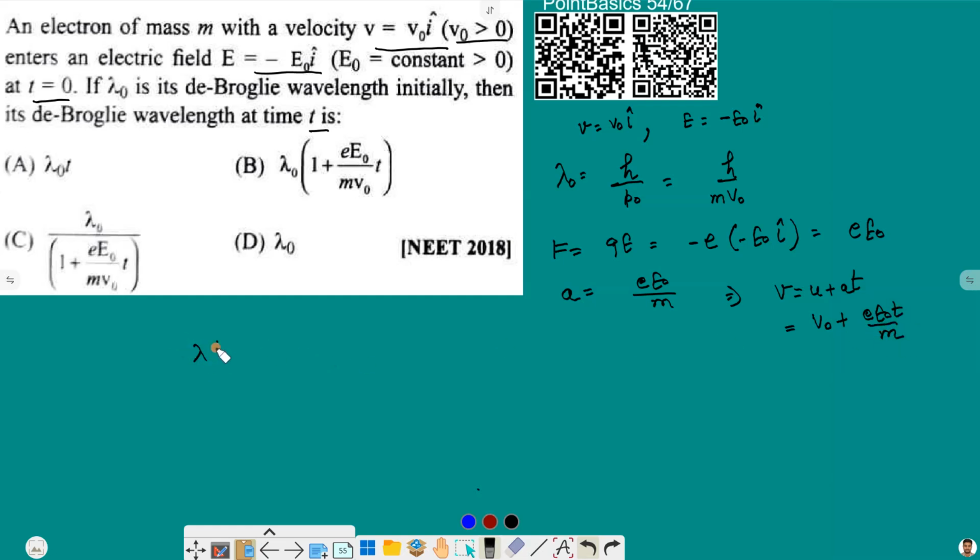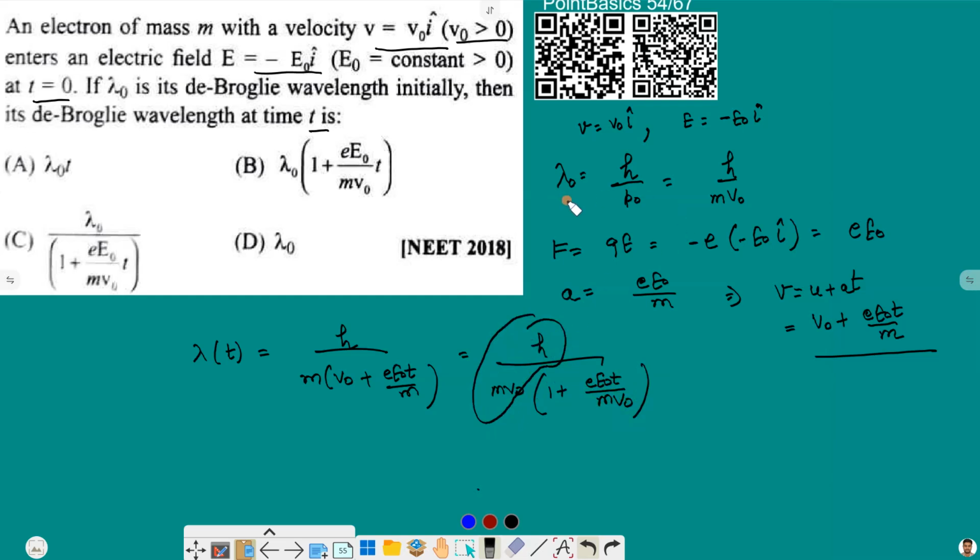So lambda at certain time t will be equal to h by the momentum at that time, that will be mass times the velocity. So m into v naught plus E naught t by m. Now this can be written further as m v naught into 1 plus E naught t by m v naught. Now this h by m v naught term is equal to the original or initial wavelength, so lambda t is equal to lambda naught by 1 plus E naught t by m v naught, and that is, I think, given here. Yeah, that is option C.